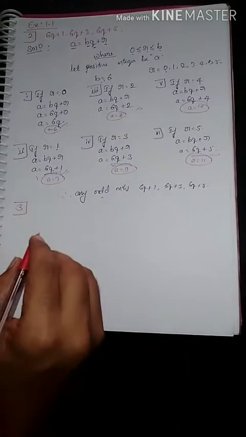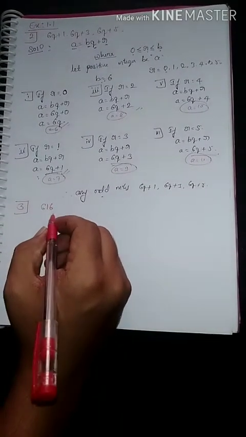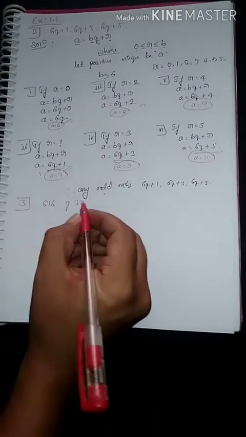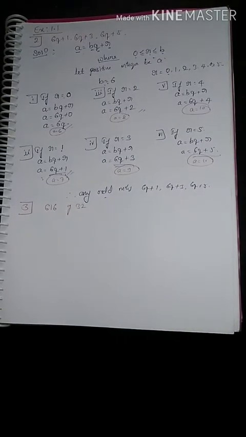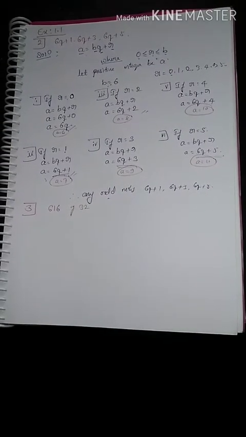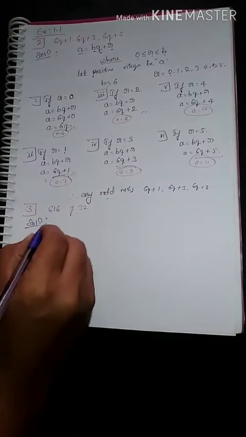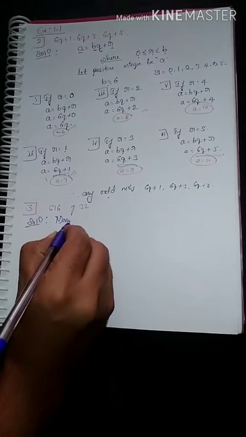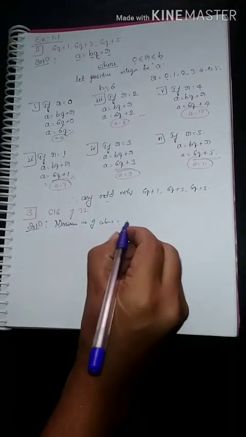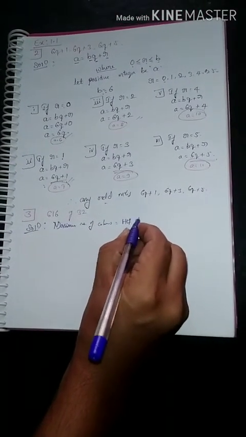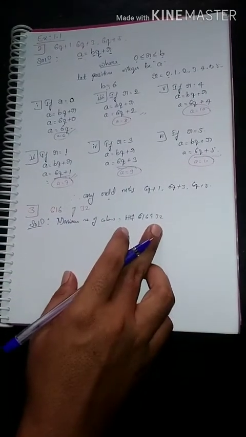So once again I will repeat the question. An army contingent of 616 members is to march behind an army band of 32 members in a parade. The two groups are to march in the same number of columns. What is the maximum number of columns in which they can march, is the question. So solution, here we need to find the maximum number of columns. Maximum number of columns is nothing but the HCF of 616 and 32.